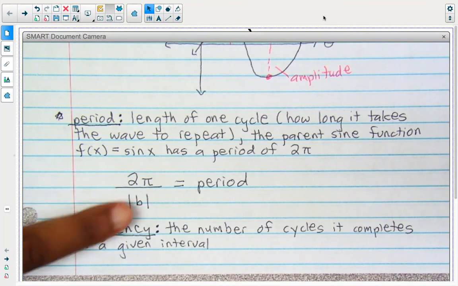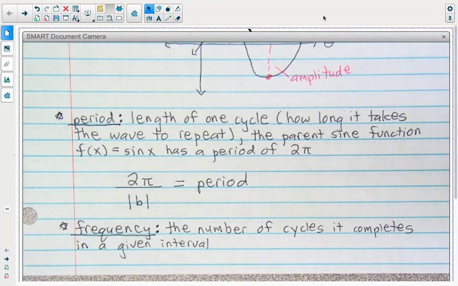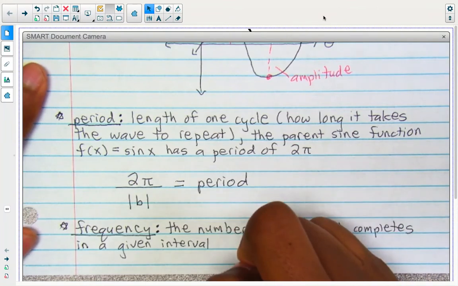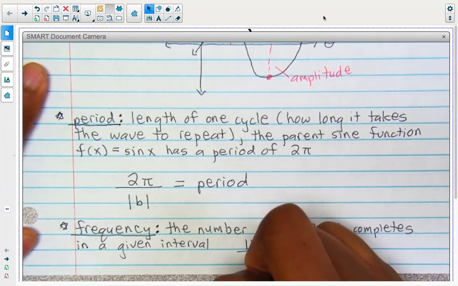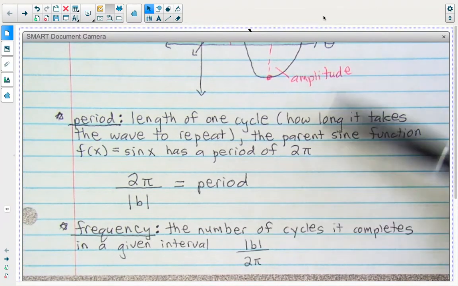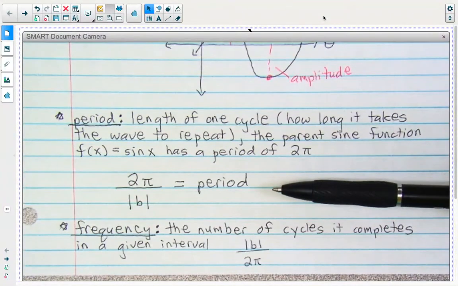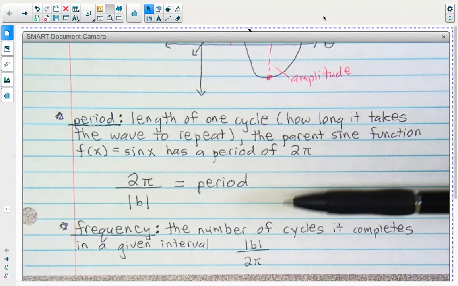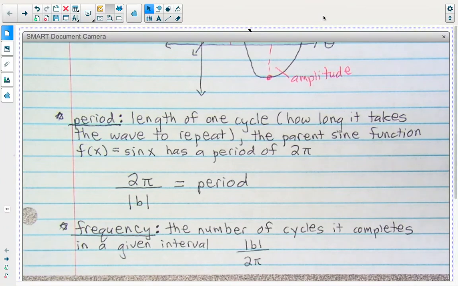So in just a minute, we're going to be going through and doing some problems and finding the period of different sine functions. The opposite of the period, or the inverse of it, is called the frequency. The frequency is the number of cycles it completes in a given interval, and that formula is the reciprocal of this. So it's the absolute value of b over 2 pi. So make sure that you get both of these. We're going to be working predominantly with the period so we can see how long it takes the wave to repeat itself. All right, so I got some examples.